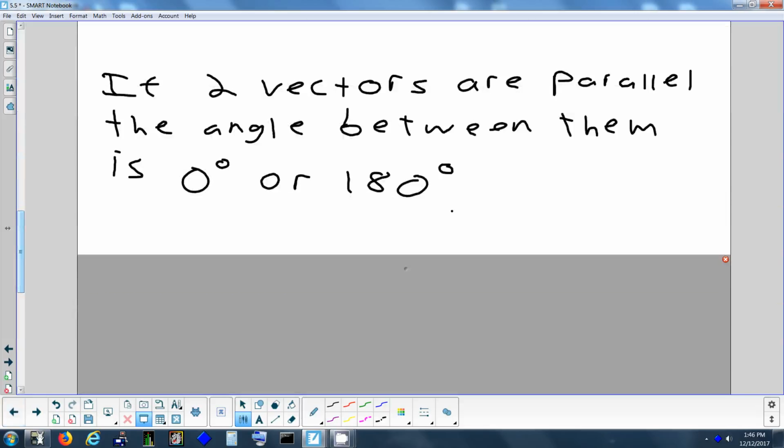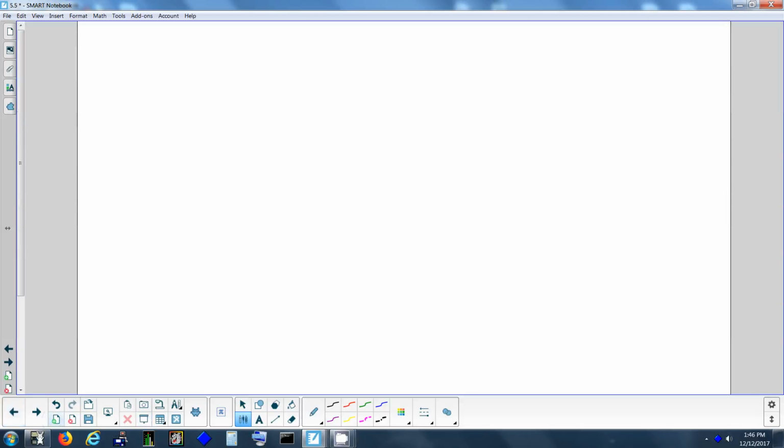So let's try the same thing. Let's see if we can come up with a shortcut for when this works. Okay, so what's the first angle we said? If they're parallel, they could be what angle? 0. So if they came out parallel, this is one situation: the dot product over the product of the magnitudes comes out to the cosine of 0. What's the cosine of 0? 1.